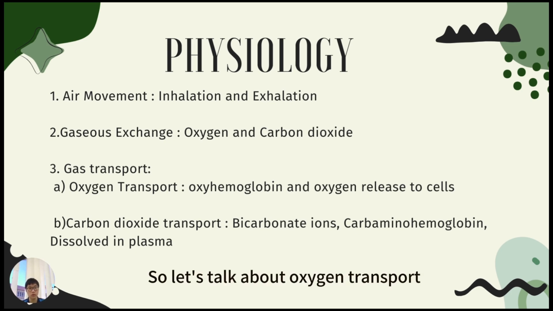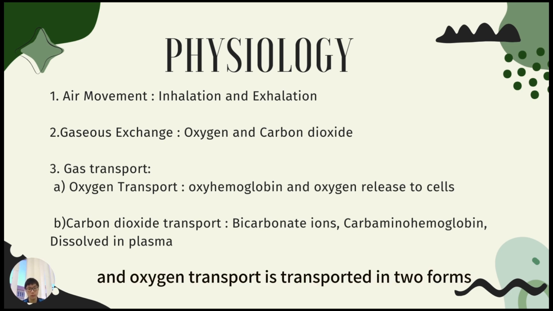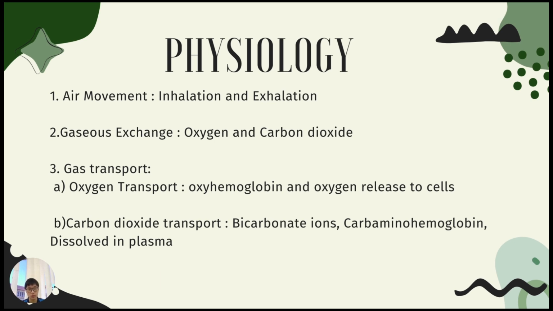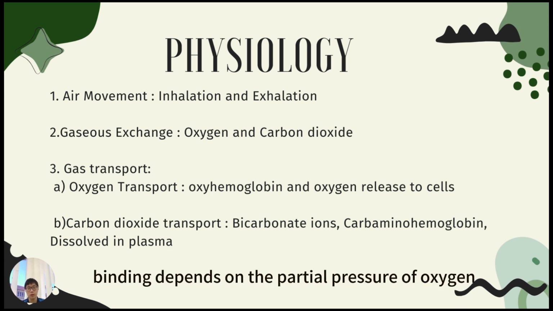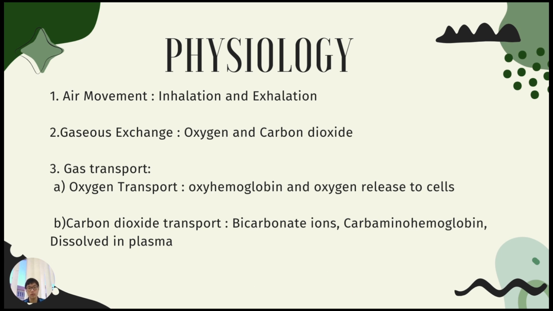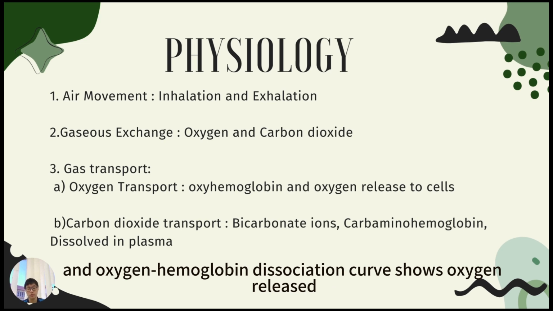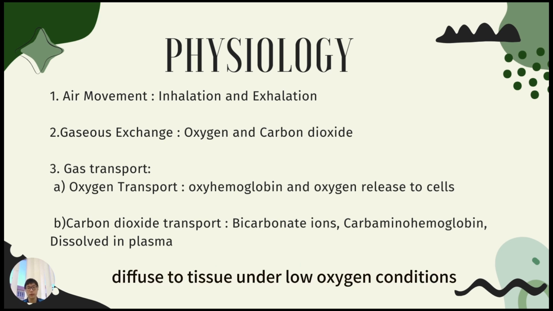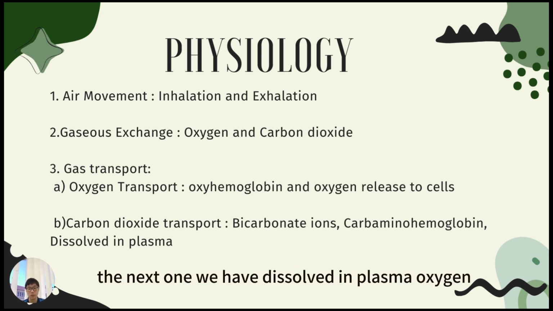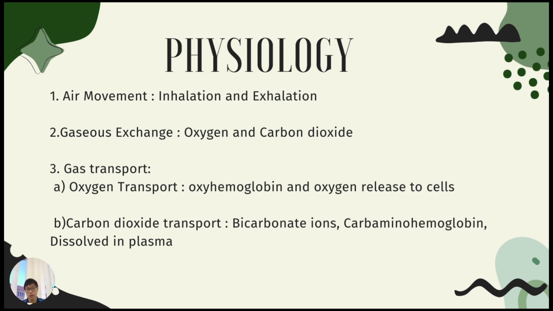So let's talk about oxygen transport. Oxygen is transported in two forms. First, hemoglobin: oxygen binds to hemoglobin in red blood cells to form oxyhemoglobin. And the next one, oxygen binding depends on the partial pressure of oxygen. The oxygen-hemoglobin dissociation curve shows oxygen released to tissue under low oxygen conditions. The next one, we have oxygen dissolved in plasma, which is around 2%, a small amount of oxygen dissolved directly into the blood.